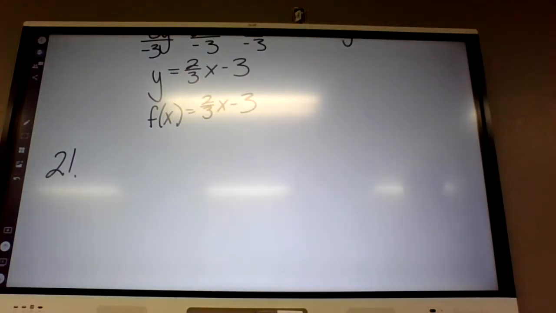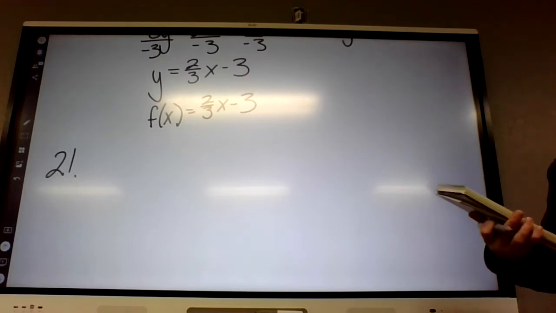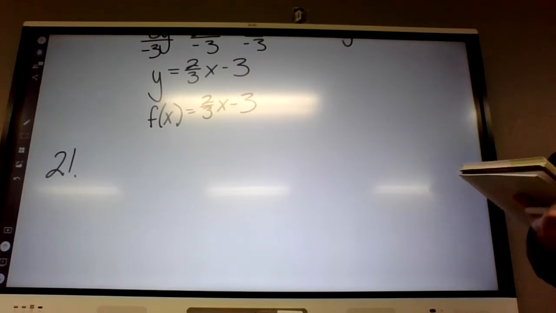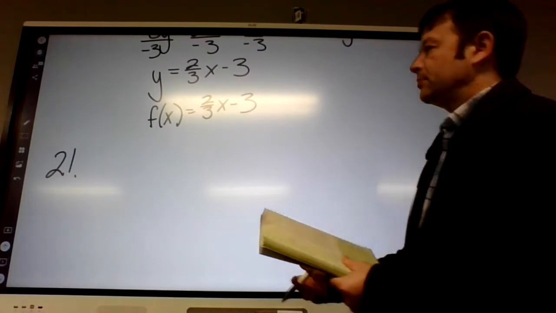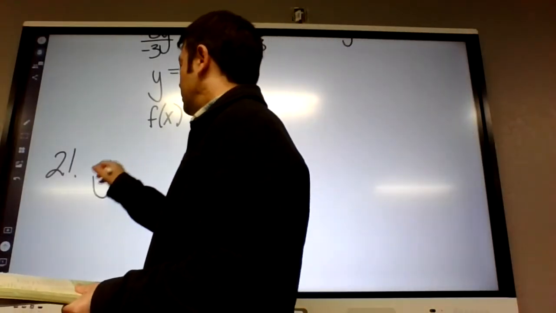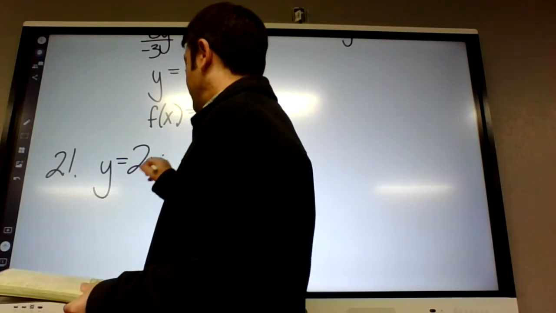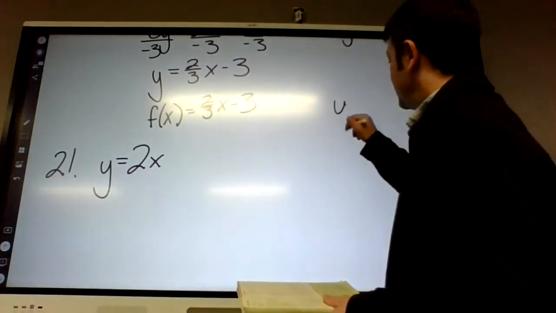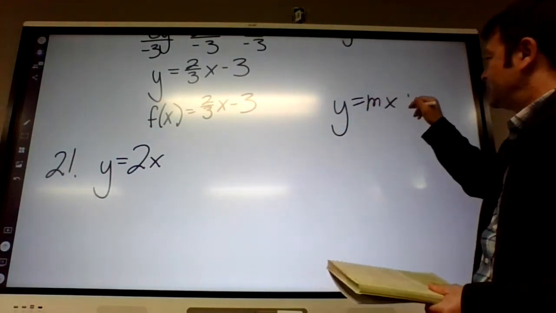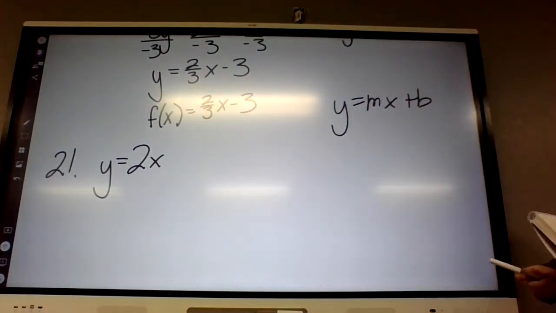Alright, so 21. Write the equation of each line in slope-intercept form. So we're going for y equals mx plus b here. If the slope on 21 is 2, what do we do with that? We just put that in for the m, right? We're using slope-intercept form, y equals mx plus b. The slope goes where the m is.